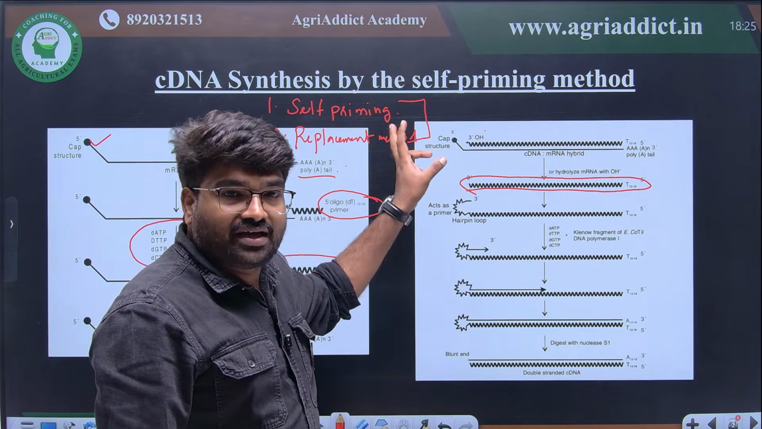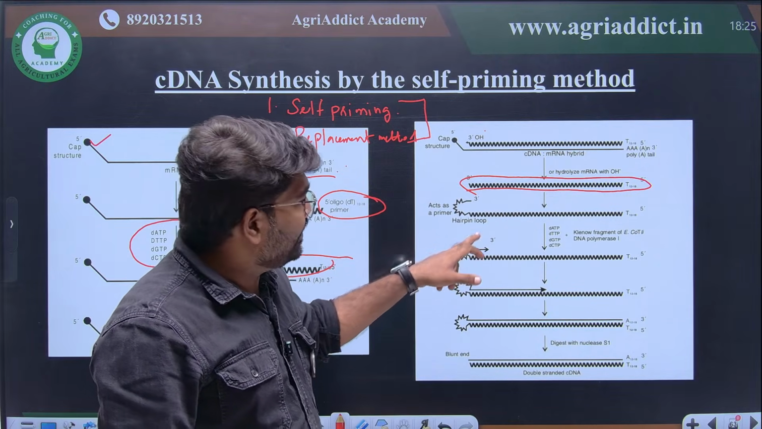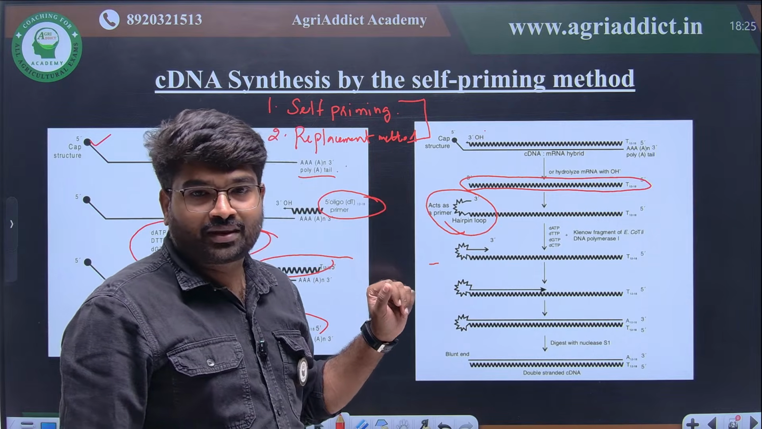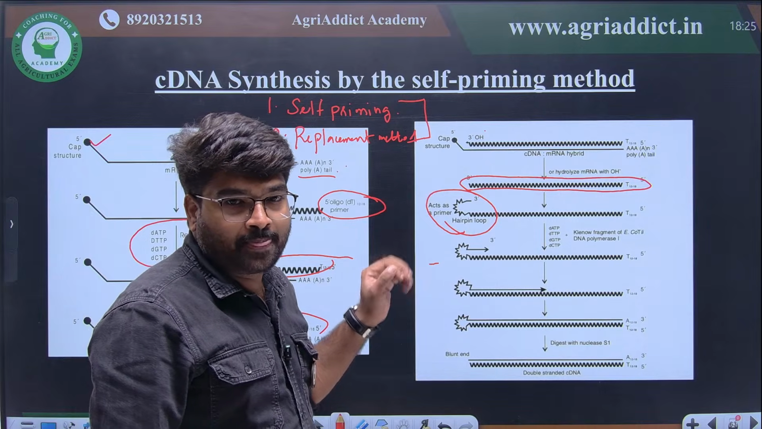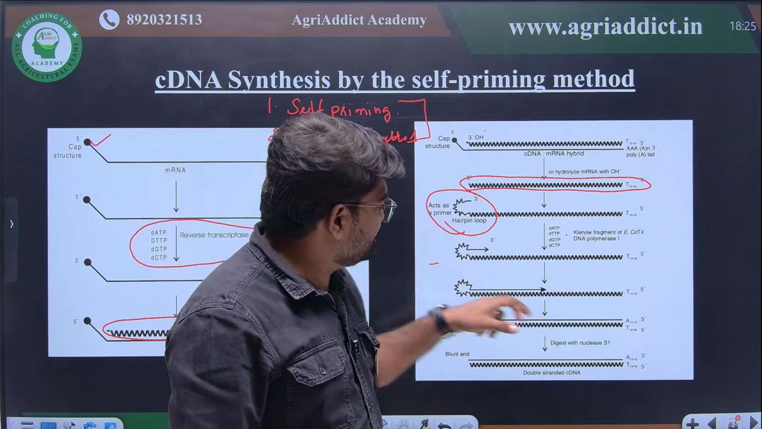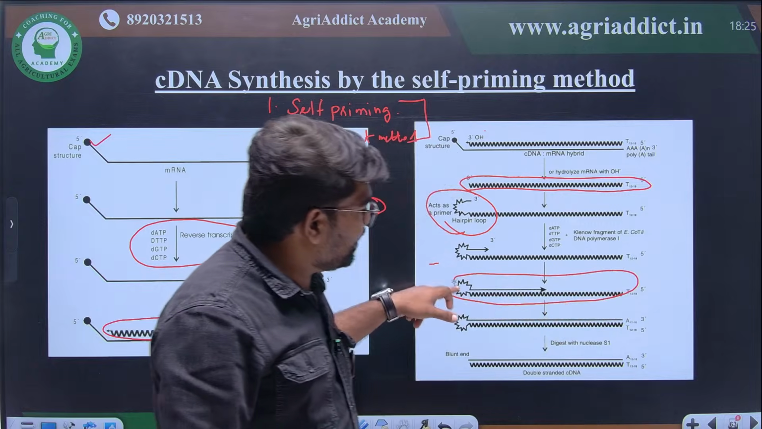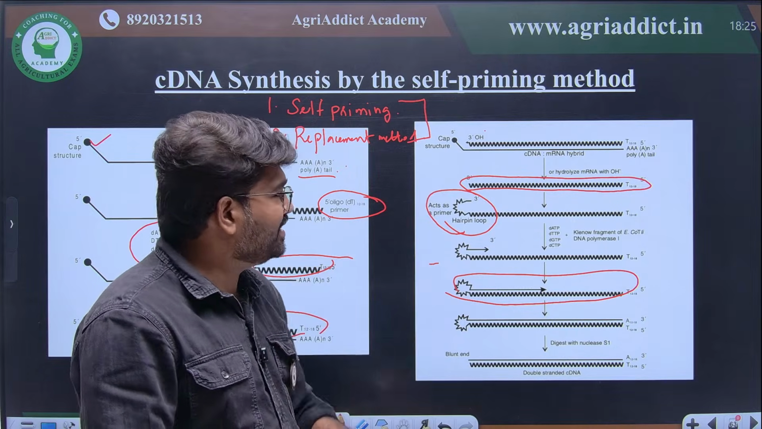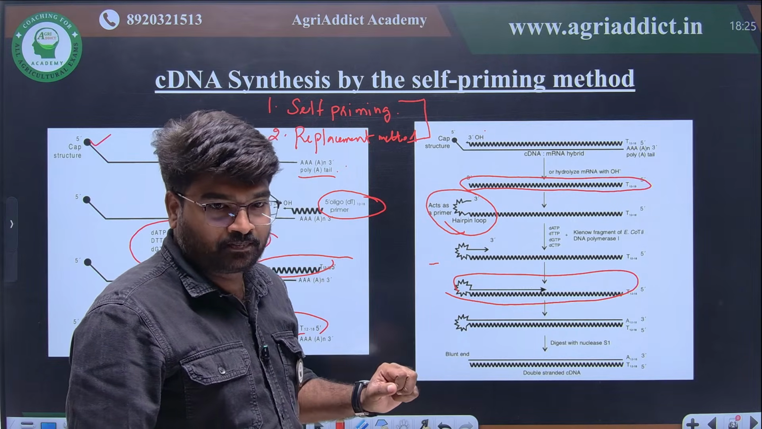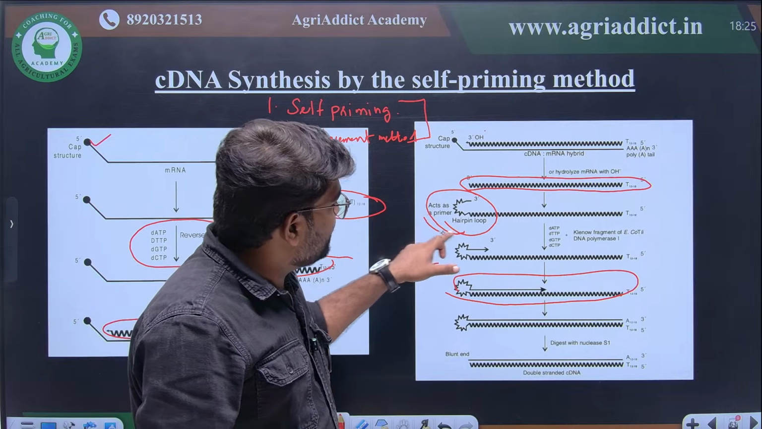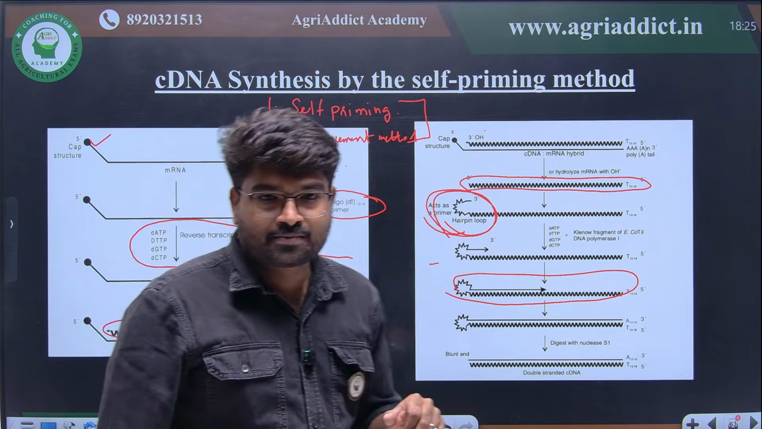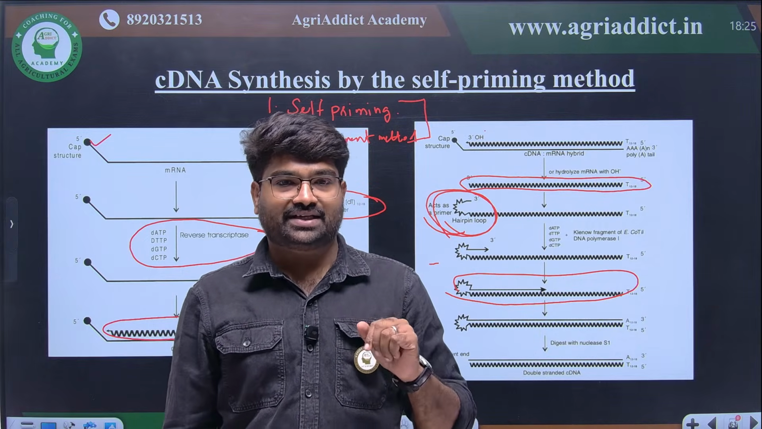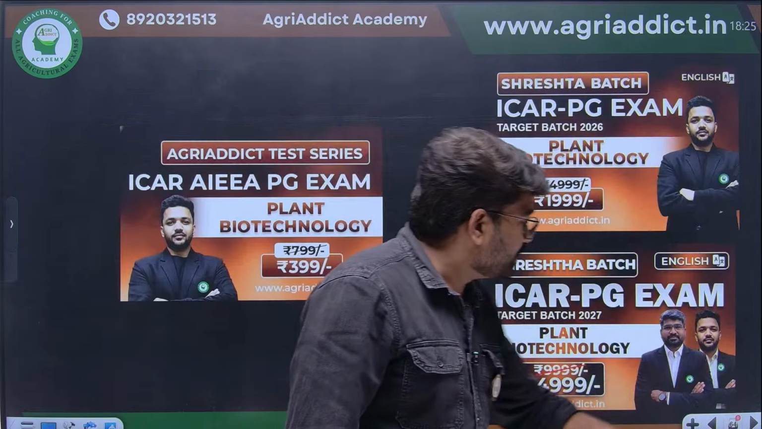Now we are going to see self-priming. Here a hairpin loop will be formed in the first strand of the DNA. This will act as a primer for synthesizing the second strand. I hope this is clear for everyone. The most important thing to remember is that in the self-priming method, a hairpin loop will be formed that will act as a primer for synthesizing the second strand of cDNA.